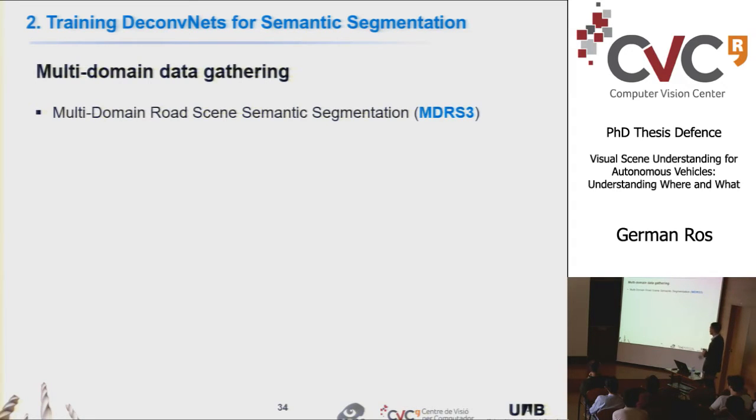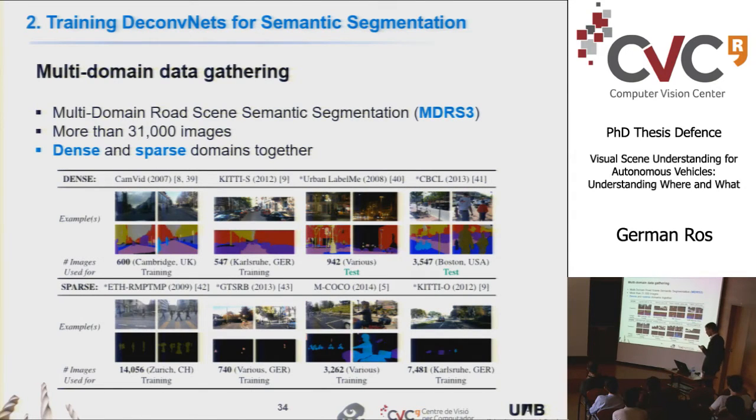And as I said, to that end, we built the multi-domain road-destined semantic segmentation dataset. So we put together more than 31,000 images from different domains. We have the classical domains in semantic segmentation such as CamVid, KITTI, Urban LabelMe, and CBCL that we have to re-annotate. But then, because these domains don't have enough instances of classes like pedestrian, cyclist, and so on, we try to incorporate datasets coming from object detection. For that, we use the ETH pedestrian detection dataset, the German Traffic Sign Recognition dataset, Microsoft COCO, KITTI objects, and so on.